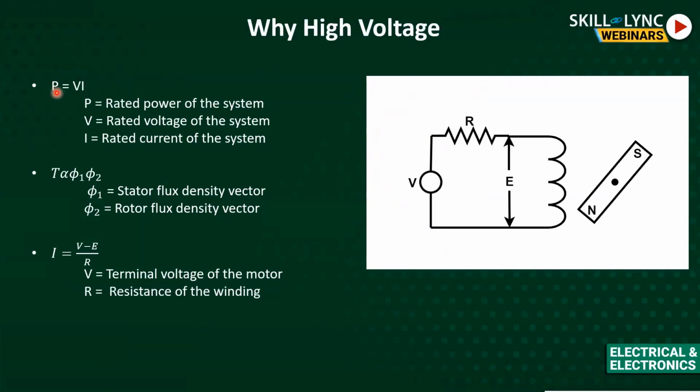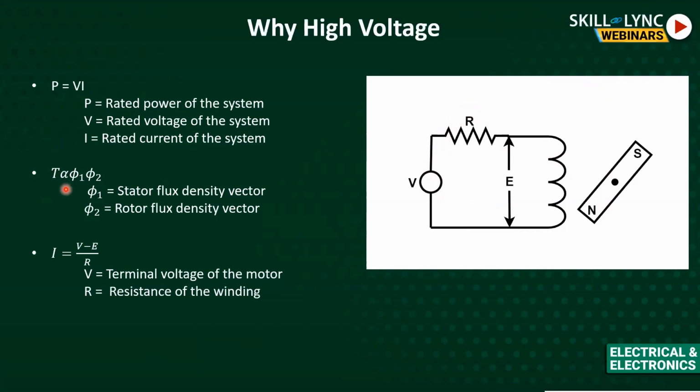So the power is equal to the voltage into current. It is just like, for a mechanical engineer, torque into speed. So P is the rated power of the system, V is the rated voltage of the system, I is the rated current of the system. So this is the electric motor basic diagram.